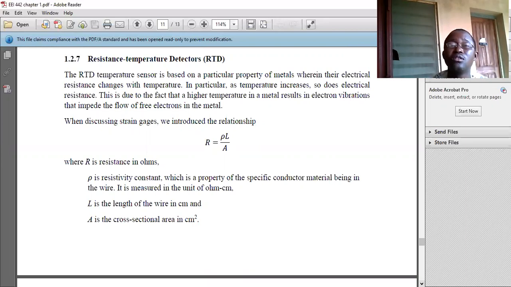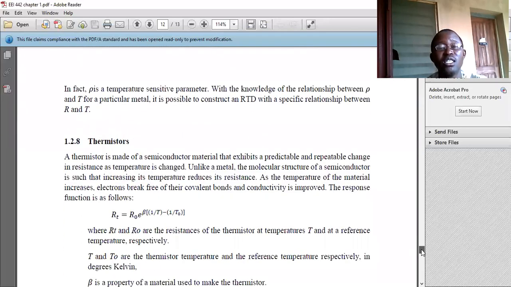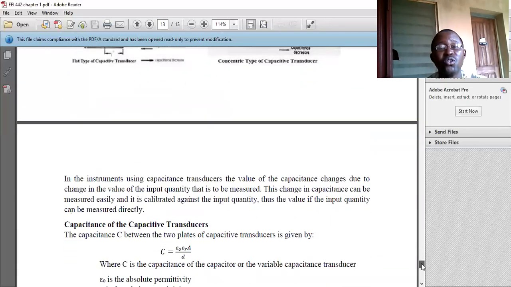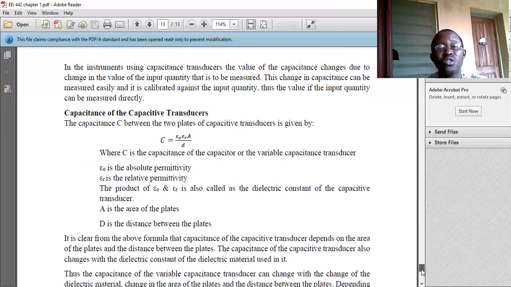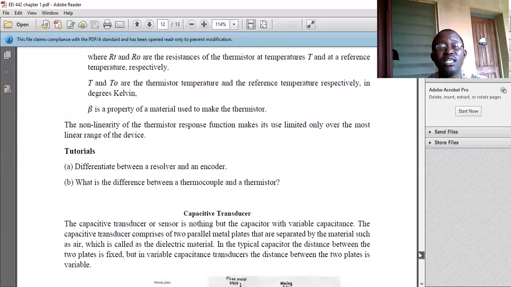Now, we're going to move on to another subheading, resistance temperature detector, RTD. RTD is another means by which we can actually measure temperature. We can measure temperature using RTD.